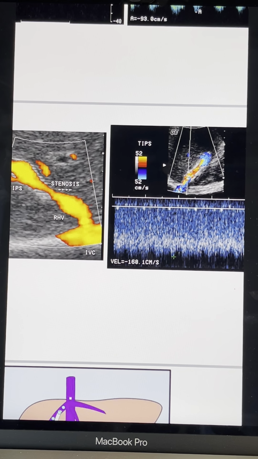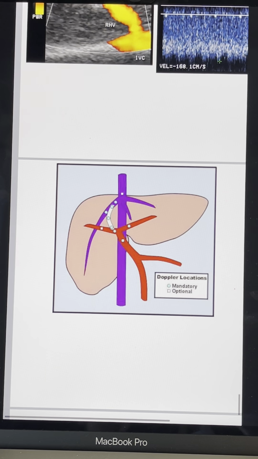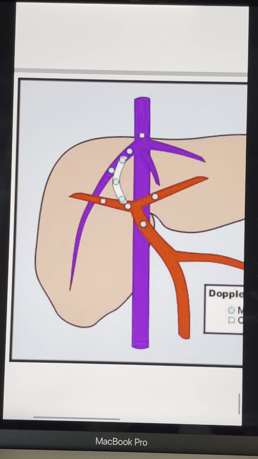So high velocity is telling you that there is a narrowing or post stenosis. There are different locations where you have to get the waveform when the patient has TIPS. Inside the body, technically this is how the TIPS is placed. The portal vein is entering inside the liver, and at the entry point, the right portal vein starts, and there is a shunting from right portal vein to right hepatic vein.